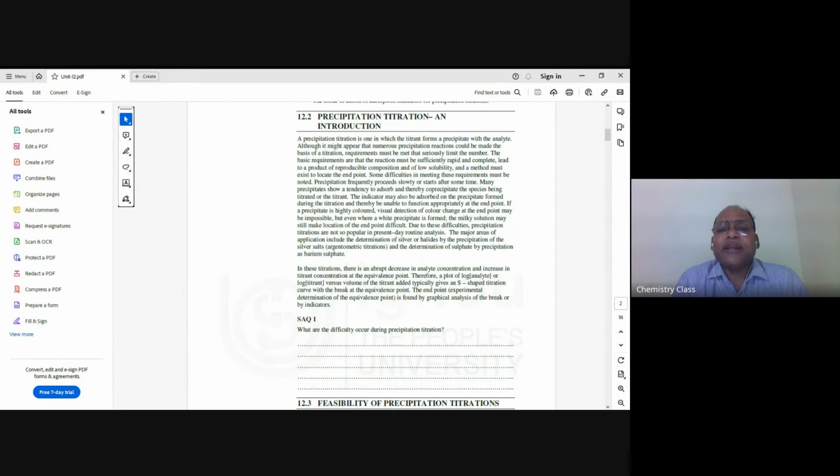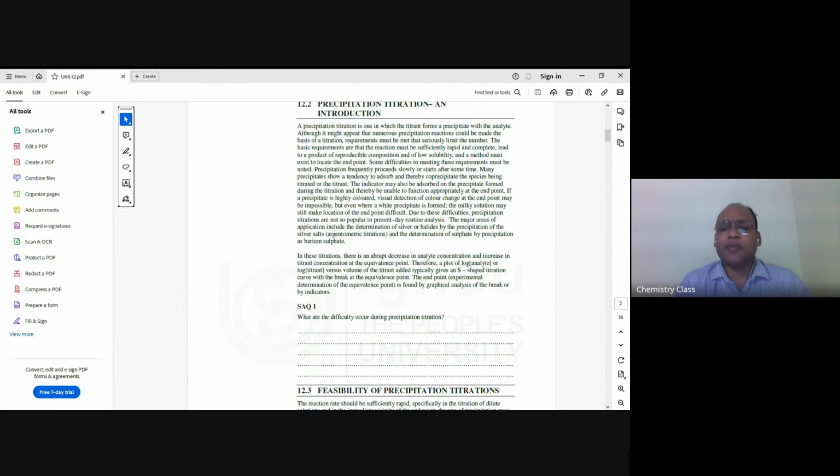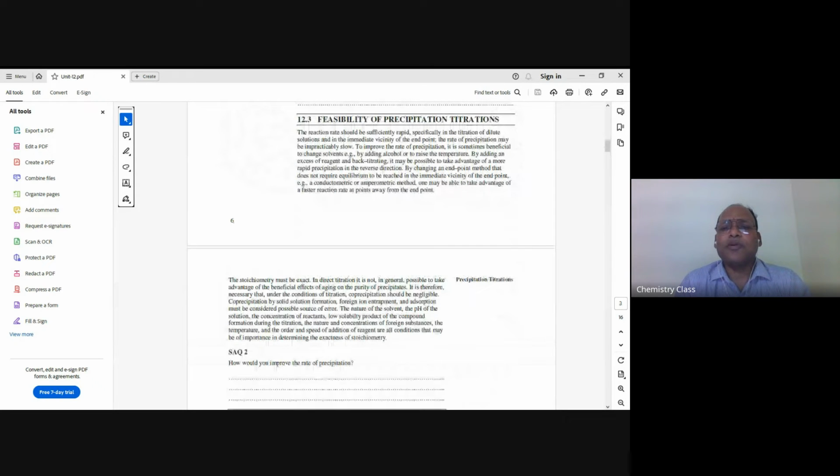Many precipitates show a tendency to absorb and thereby co-precipitate the species being titrated or the titrant. The indicator may also be absorbed on the precipitate, and some precipitates are highly colored. So visual detection of the color change at the endpoint may be impossible, and even where a white precipitate is formed, the milky solution may make locating the endpoint difficult. So you can observe differences on the basis of that. If it is milky or any color it may be difficult, but we have to observe that.